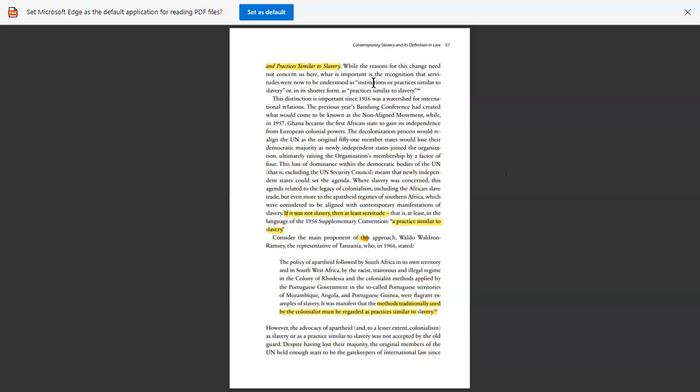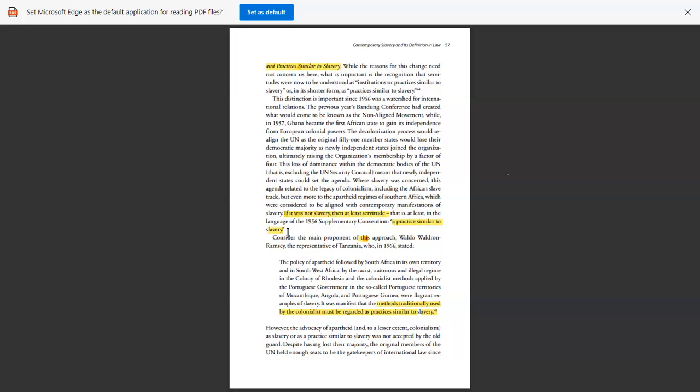So again, we've gotten rid of the word slavery, and they've begun all of these other terms, and one of the terms that they got was institutions. And we all know what institutions are. They're basically mechanisms, forms, and processes that continue to produce situations or conditions similar to slavery. So even institutions or practices similar to slavery eventually got dropped to a shorter form, which is practices similar to slavery. So if it was not slavery, then at least servitude in the language, it's a practice similar to slavery.